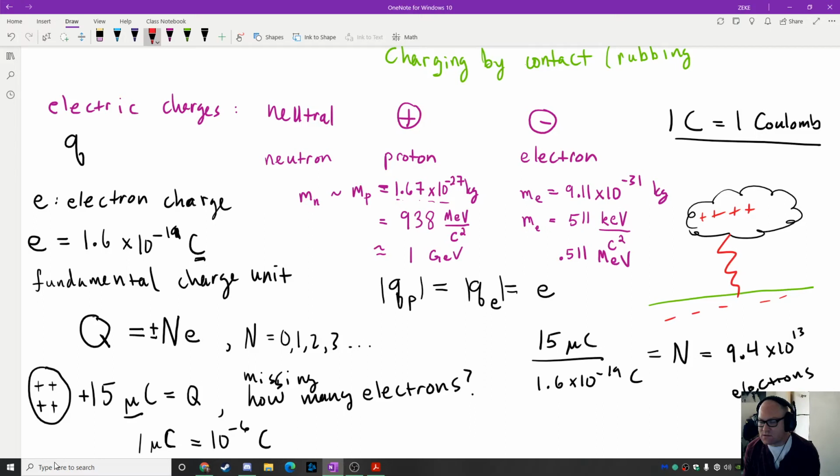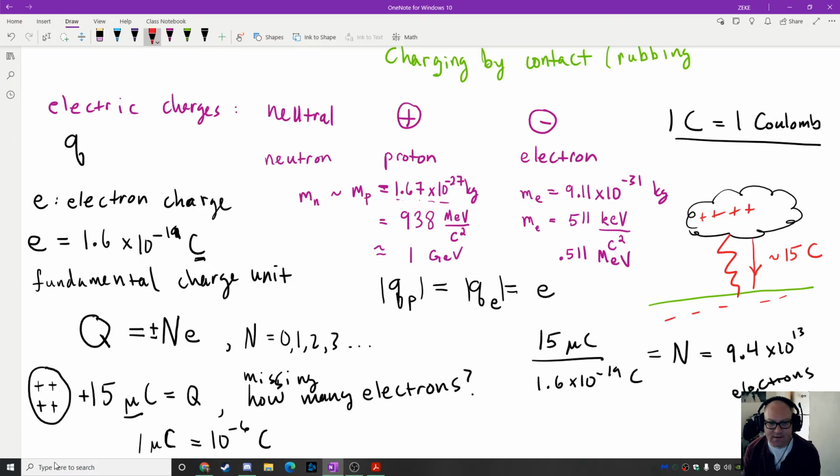If that much charge was to go through your body, it would certainly cause damage to you. And yeah, so 1 coulomb is a lot of charge. Just something to keep in mind. And that's why an electron has such a small amount of that charge. Okay, so are there any questions?